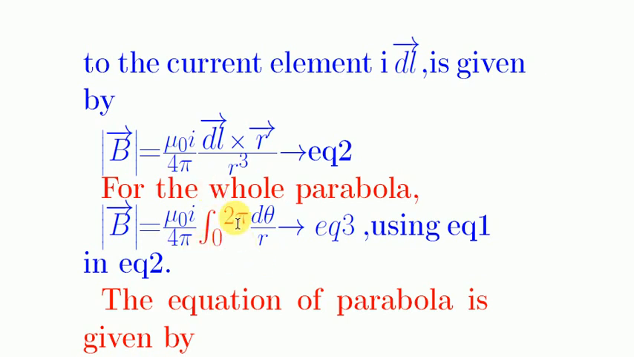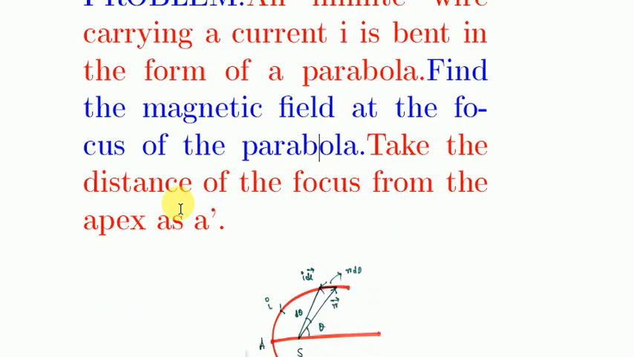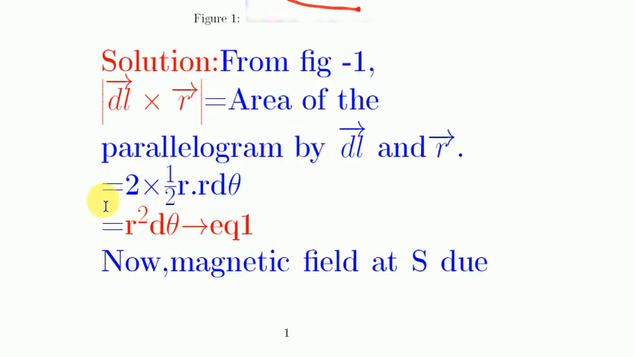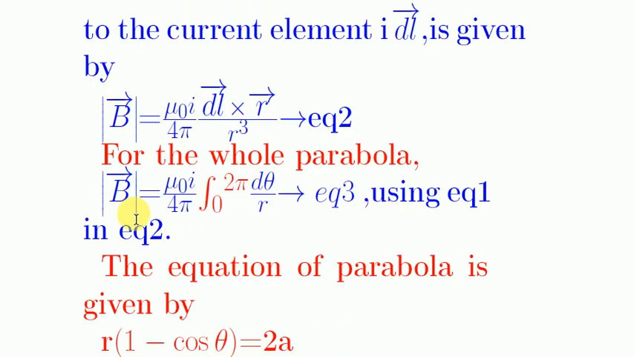The integration 0 to 2 pi is due to the whole parabola, and the magnetic field B here is the magnetic field at point S, which is the focus of this parabola. This is the magnetic field due to the whole parabola at the focus of this parabola. So this is a very important relation in this problem.